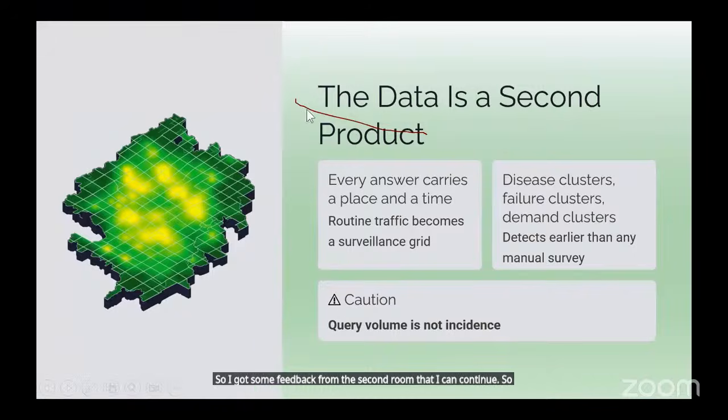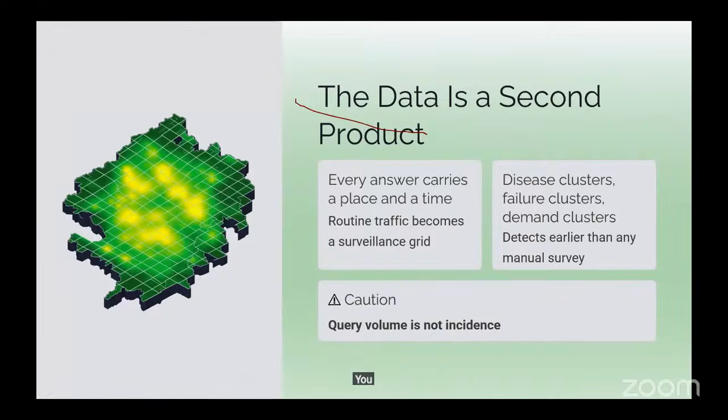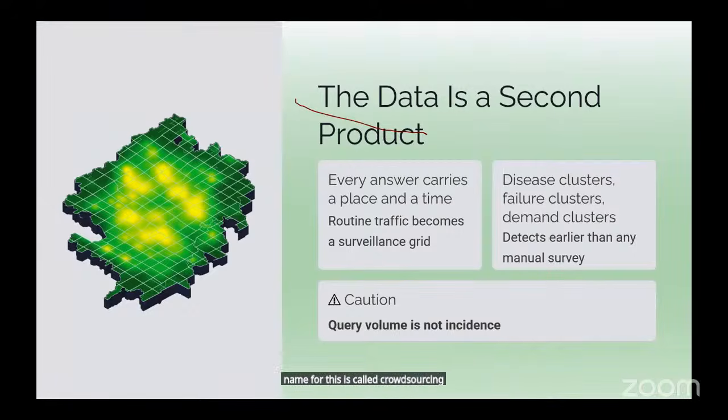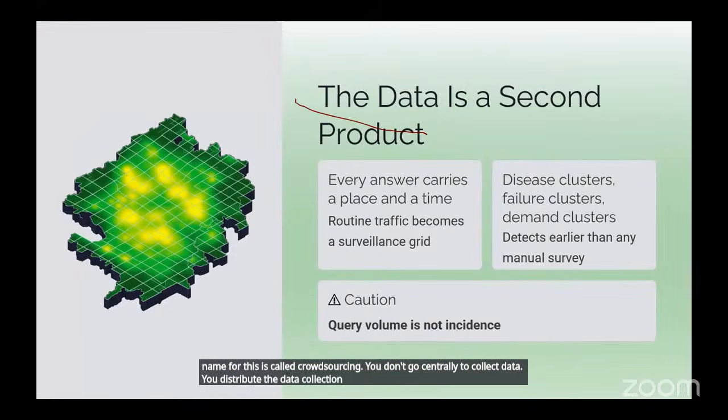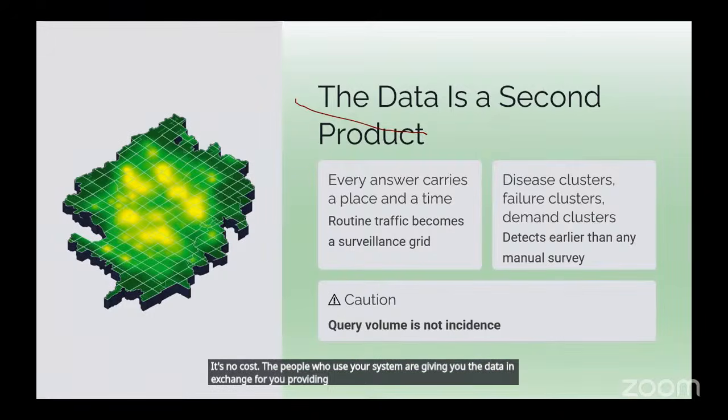So here, the data is a second product, and this is really an exceptional advantage in Africa. You need the data to model effectively, and this, I think, is a good way to collect data. One name for this is crowdsourcing. You don't go centrally to collect data. You distribute the data collection to the people who are using it. And this can be extremely effective. And it's no cost. The people who use your system are giving you the data in exchange for you providing them with recommendations.